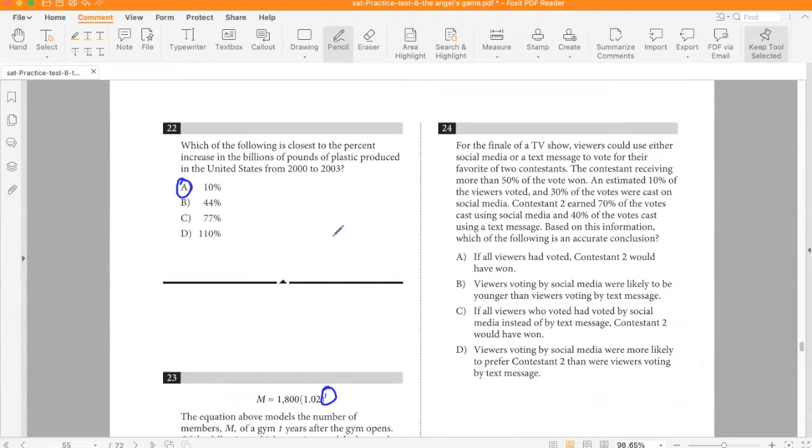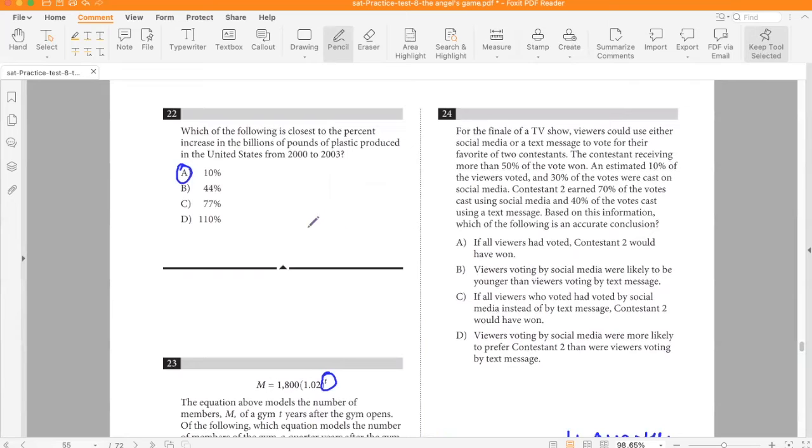For the finale of a TV show, viewers could use either social media or a text message to vote for their favorite of 2 contestants. The contestant receiving more than 50% of the vote won. An estimated 10% of the viewers voted and 30% of the votes were cast on social media. Okay, so let's say there were 1,000 people who watched. So 10% voted, so 100 voted. And of these, 30% were on social media and 70 were through text messages.